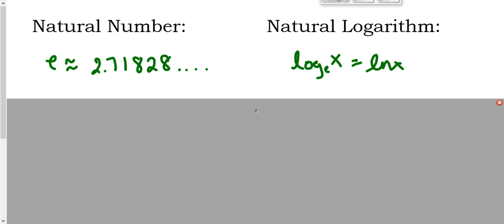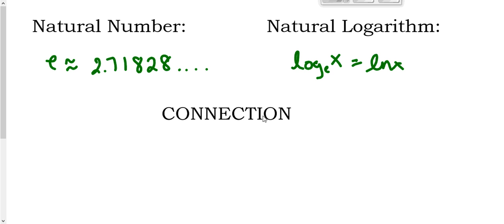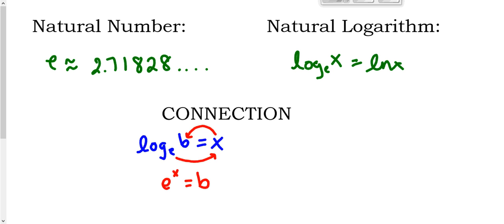So the connection between our natural number or our exponential function and our logarithm is whenever we have log base e of a number b is equal to x, what happens when we use our log rule that we've talked about briefly before is that our base to that number, so e to the x, is equal to b. So this right here, e to the x, that is our exponential function. This is our log rule, by the way. We've called it that before. If you need some more help on that, let me know. I can help you out.